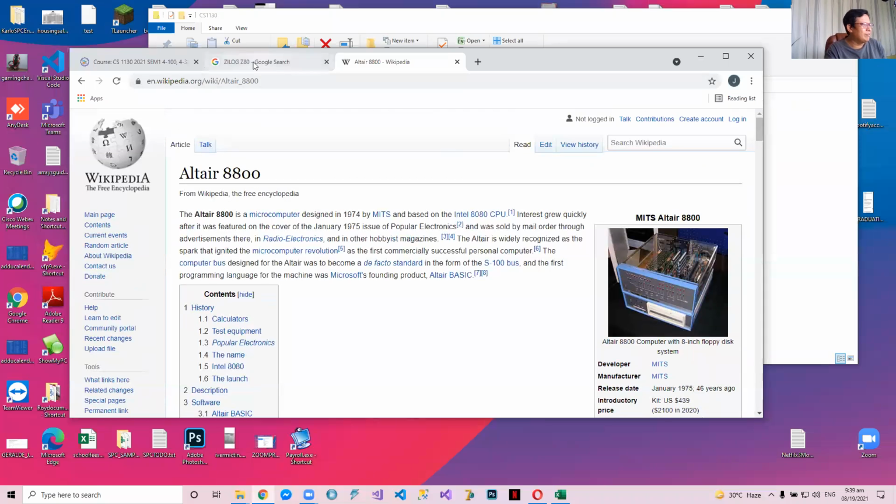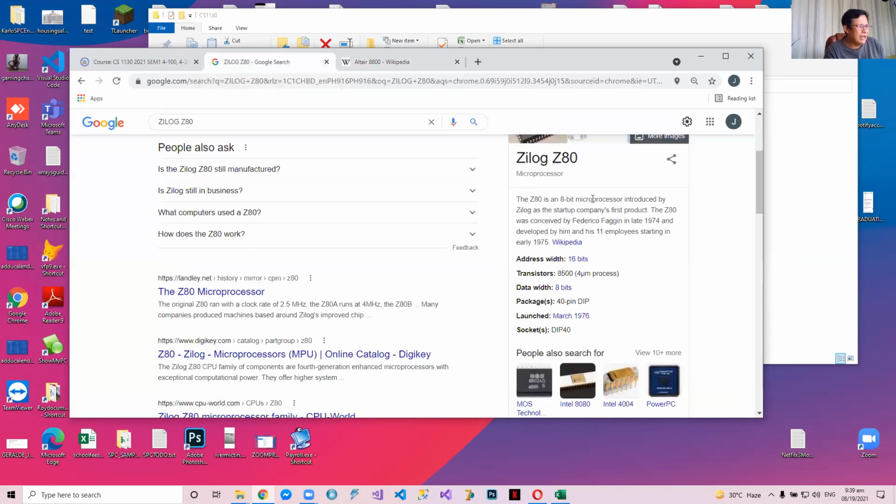1974, released in 1975. The Zilog Z80. The Zilog Z80 is the first personal computer with an operating system. Okay, the first operating system is called CP/M. It's in our guide. No? Do you follow? Do you follow?